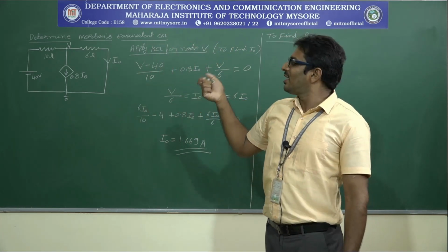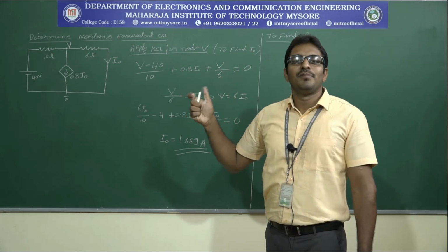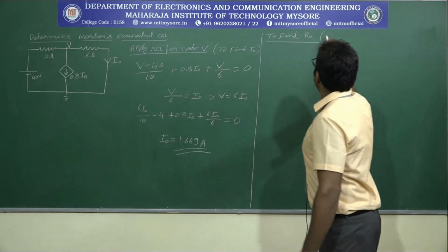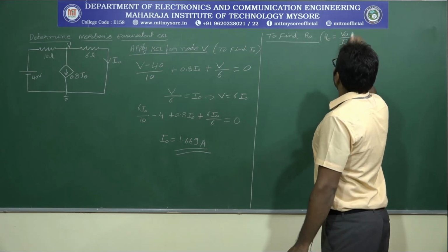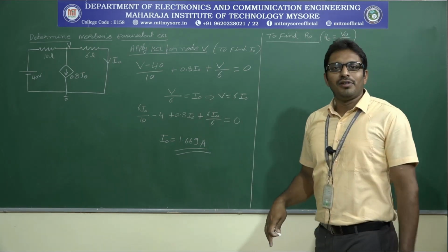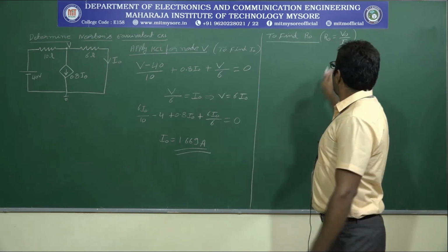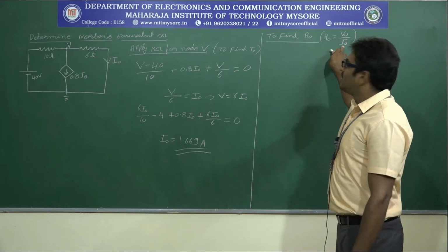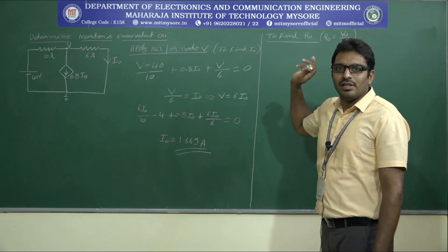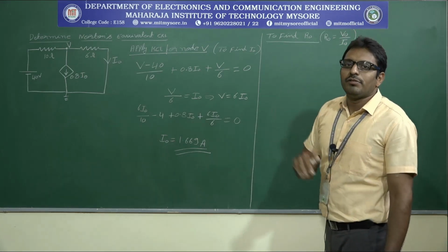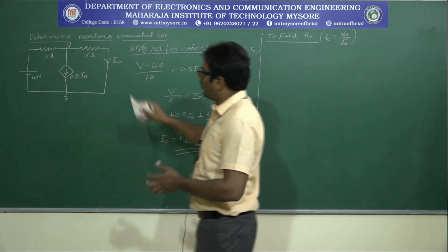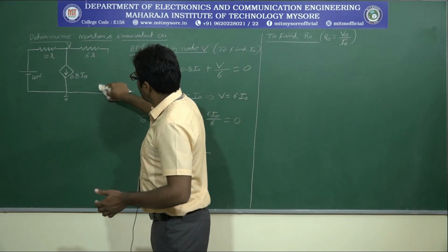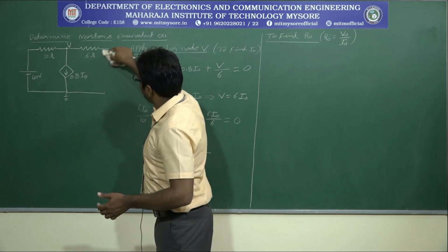So, if any circuit has dependent sources, R0 is equal to V0 by I0, because by Ohm's law R is equal to V by I. Already we calculated I naught, just find out what is V naught. What is the step to find out V naught? Just remove the load. See, let me start from the beginning.